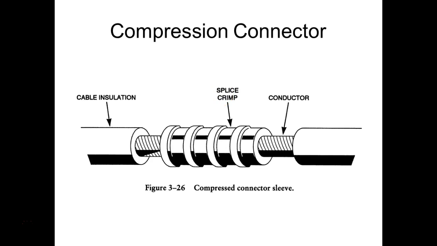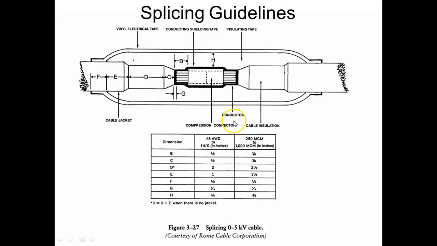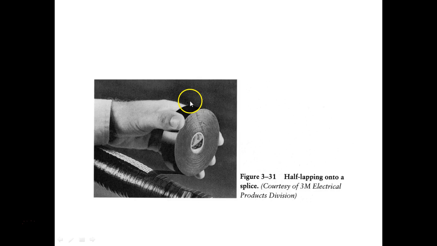This is splicing with a compression connector. These are actually pressed or crimped into place, and these are for really high gauge, or big gauge conductors. Probably anything above, especially in your aught range or your kcmil range, these splices are actually spliced with special tools.